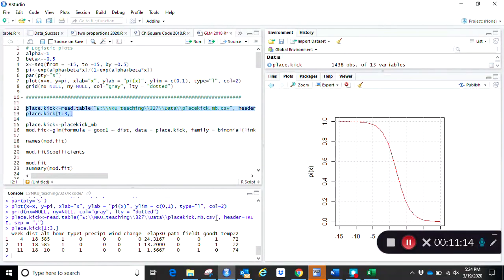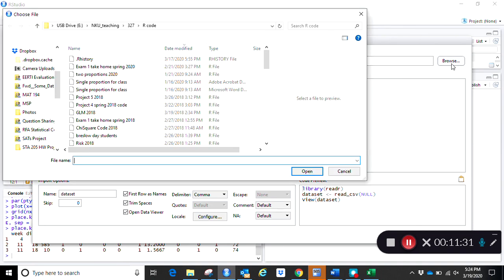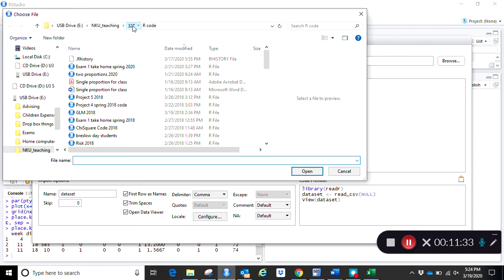One benefit of using RStudio is we can also just import the data set. I'm going to import it from CSV. Again, CSV files usually work a lot better in R. I can just browse to where I have that file saved instead.